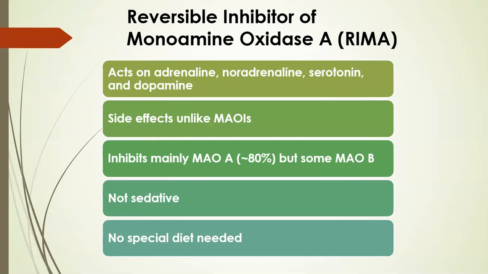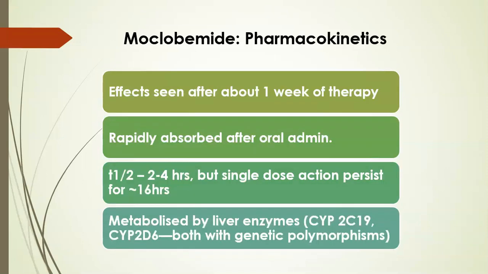But the good news is there is actually a different subtype of MAOIs, the reversible monoamine oxidase A inhibitors. So they're reversible and they're specific. And they act on adrenaline, noradrenaline, serotonin, and dopamine. The side effects are not like the MAOIs because it acts mainly on MAO A and just a little bit on MAO B. It's not sedative. And the good news is no special diet is needed with this drug.